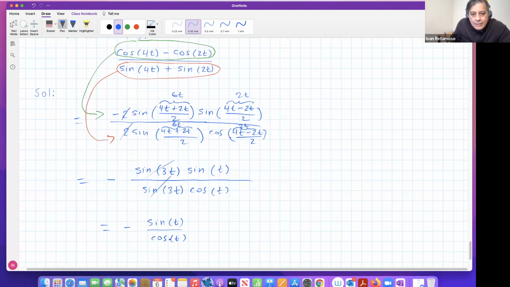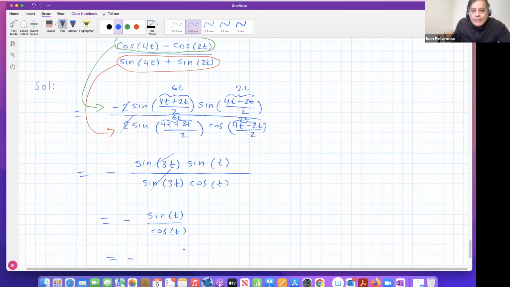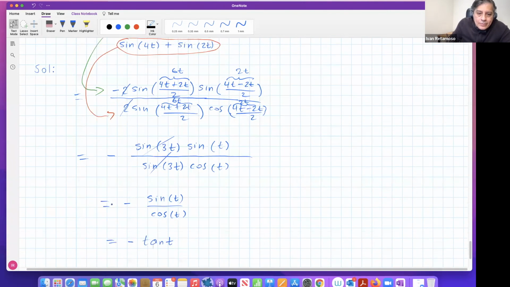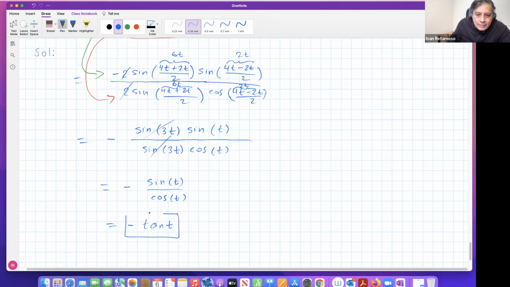But sine over cosine, according to the quotient identities, is just tangent, right? So this will be the last version of the answer: minus tangent of t, that's it. So as you can see, you use the formulas and then you simplify. Whatever is common on the top and on the bottom, factor-wise, these two factors are the same, you eliminate them, and then you stay with whatever is left.